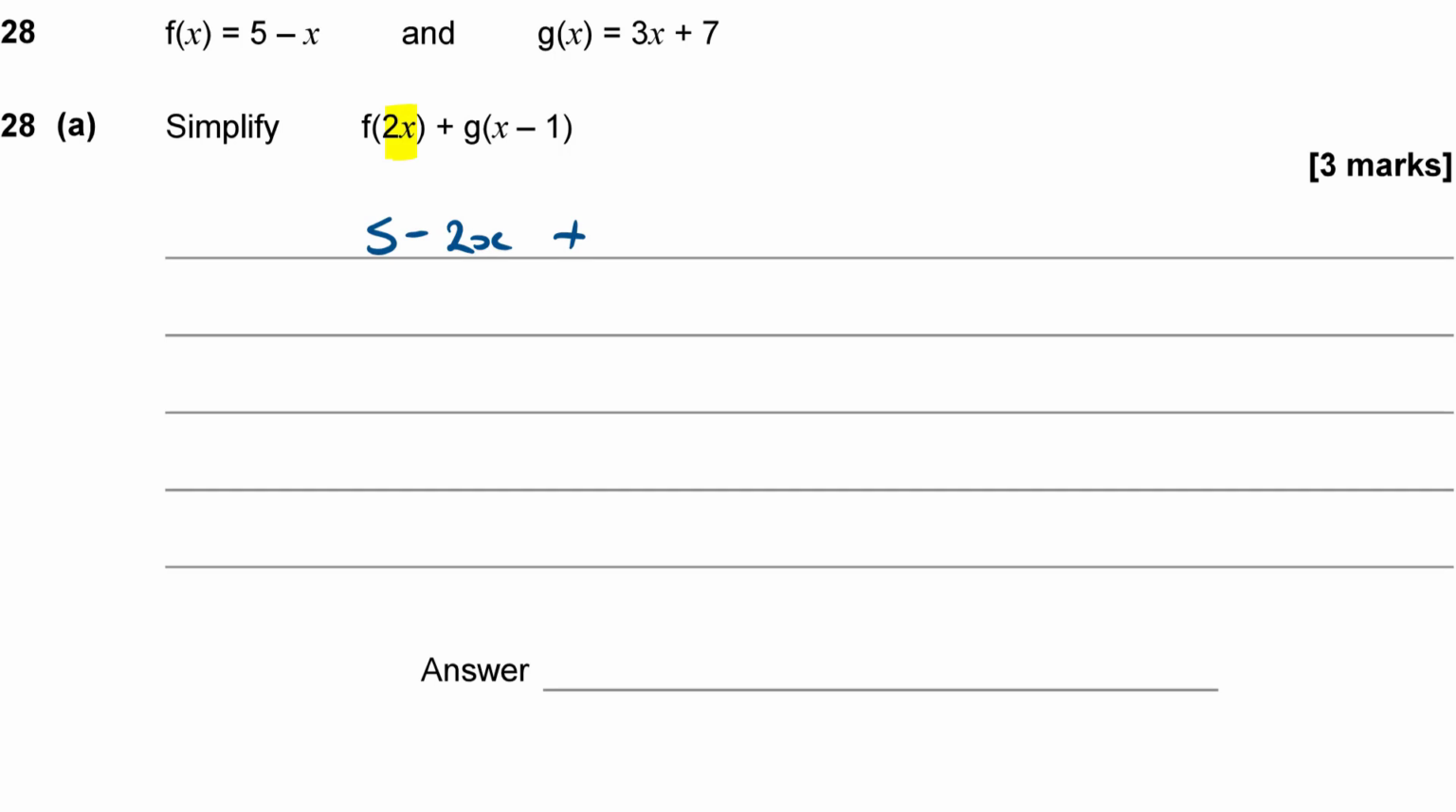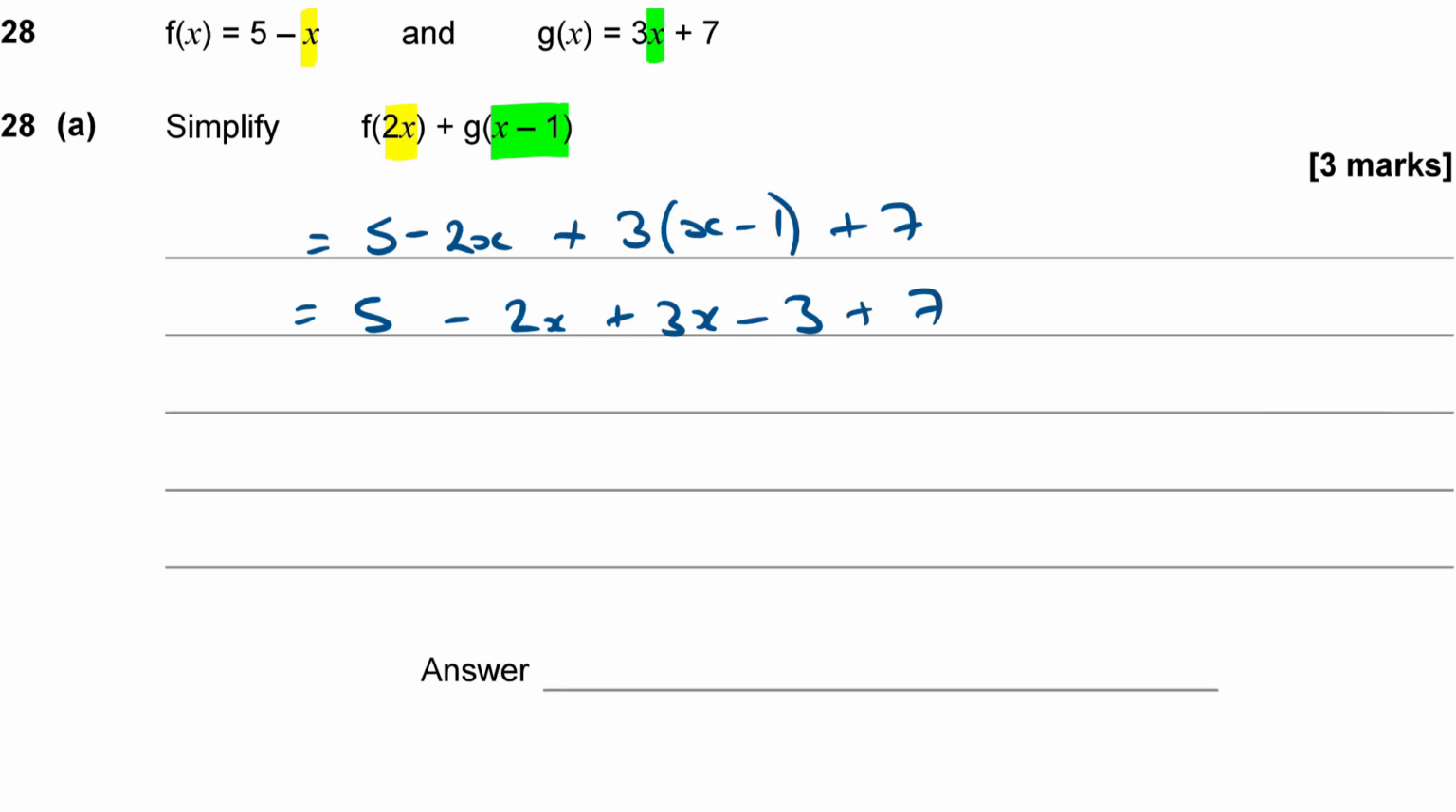Where I see x, I'm going to write x minus 1, just like I wrote 2x in there for the first one. So 3 lots of x, which in this case is x minus 1, plus 7. Simplifying that, I've got 5 minus 2x, multiplying out the brackets, plus 3x minus 3 plus 7.